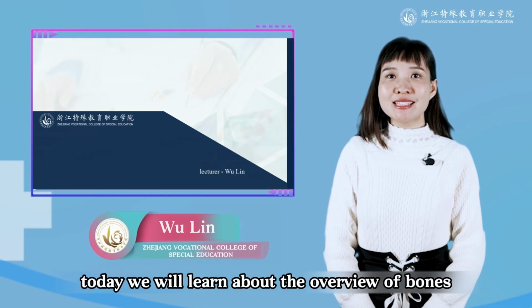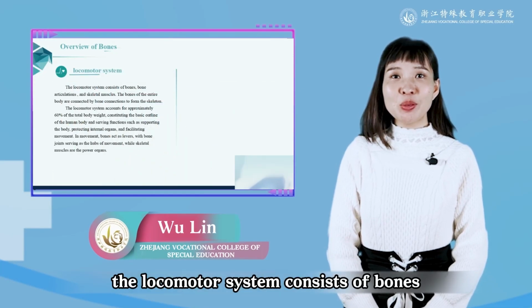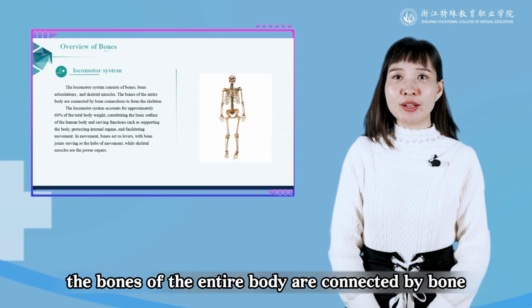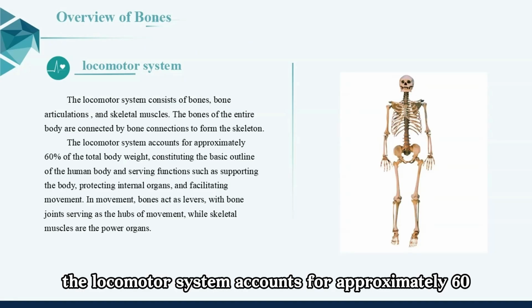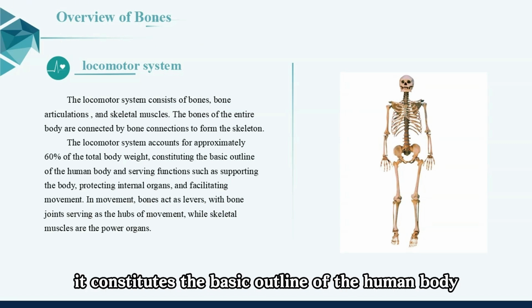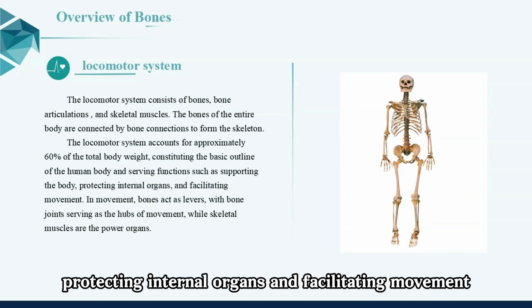Dear students, today we will learn about the overview of bones. The locomotor system consists of bones, bone articulations, and skeletal muscles. The bones of the entire body are connected by bone connections to form the skeleton. The locomotor system accounts for approximately 60% of the total body weight. It constitutes the basic outline of the human body. It has the functions of supporting the body, protecting internal organs, and facilitating movement.